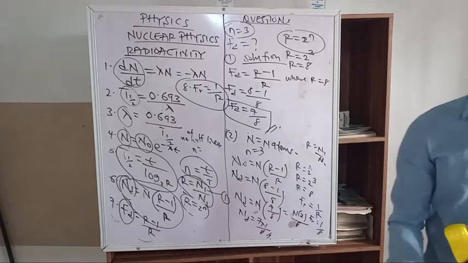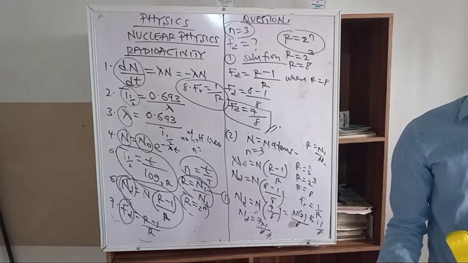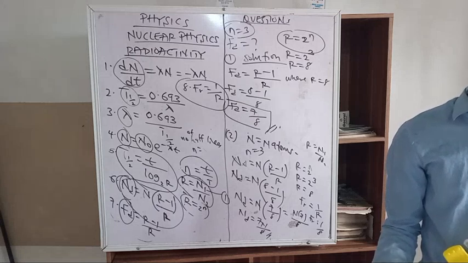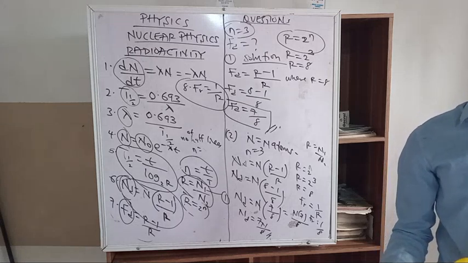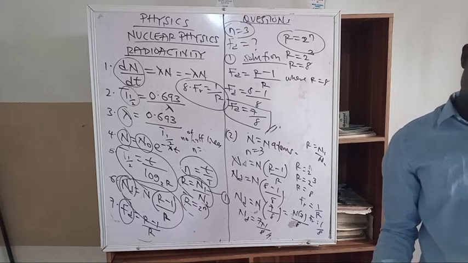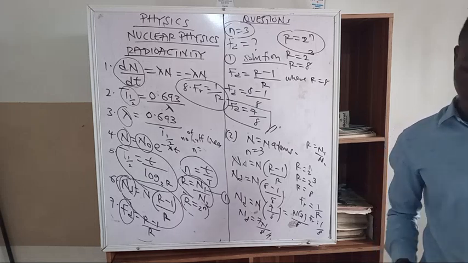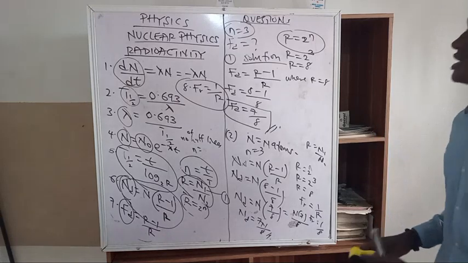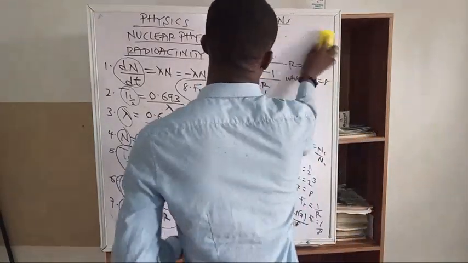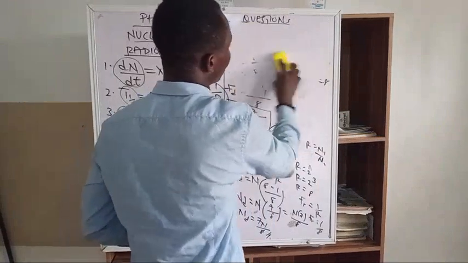The next question, we'll solve like three questions, like I said. The next question says a radioactive substance has a half-life of 20 hours. So the half-life of the radioactive substance is 20 hours.